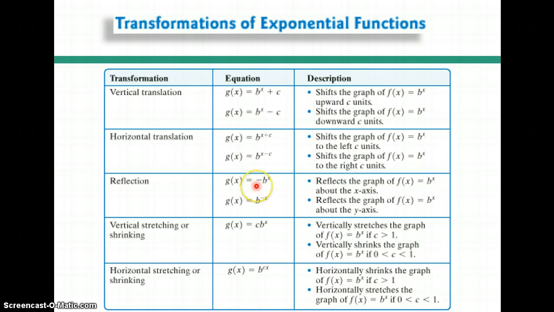When you multiply -1 with the exponential function, it reflects the graph about the x-axis. When the exponent becomes negative, it reflects the graph about y-axis.